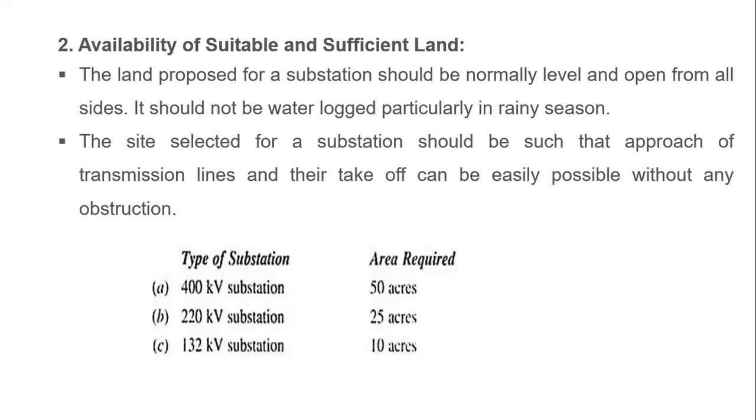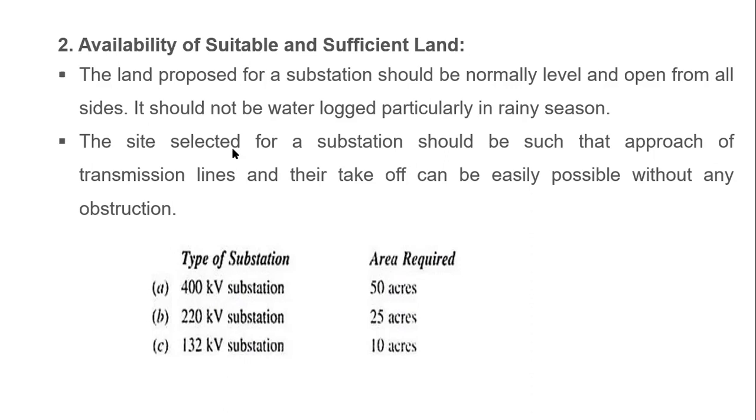That's all will be observed. Suppose we are installing a 400 kilovolt substation. In that case, the space required is 50 acres. For 220 kilovolts, 25 acres, and for 132 kilovolts, 10 acres. This is the assumed area for the installation of these types of substations. Depending upon the voltage ranges, the land will be decided. Depending upon the voltage or rating of the substation, how much area will be required will be decided.